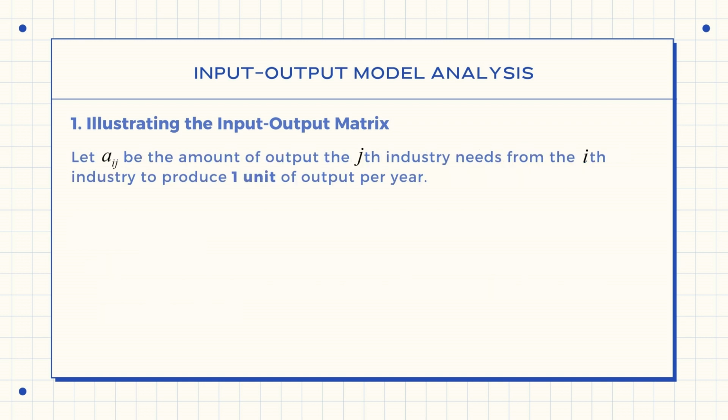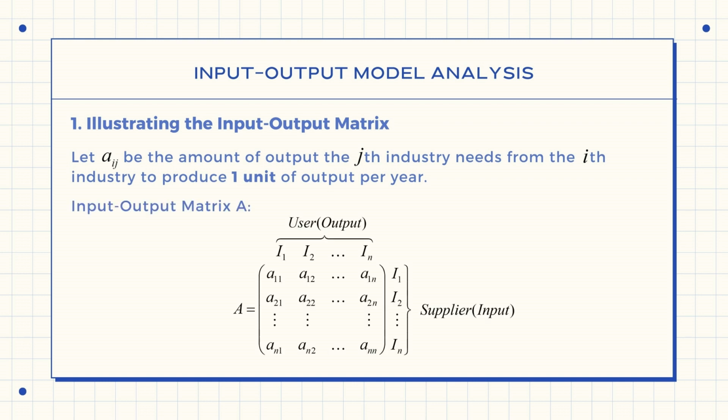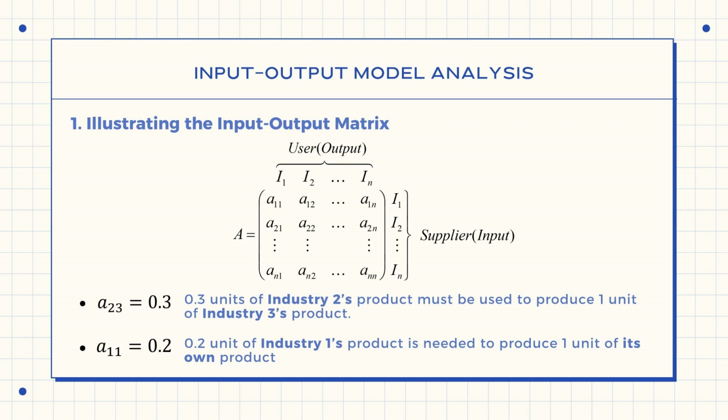Let Aij be the amount that industry j needs from industry i to produce 1 unit of output per year. The matrix of the coefficients is called the input-output matrix, and we will denote it by the symbol A. To understand how to use the matrix, let's say that we have A23 equals 0.3, which means that 0.3 units of industry 2 products may be used to produce 1 unit of industry 3 products. If A11 equals 0.2, then 0.2 units of industry 1 products are needed to produce 1 unit of its own product.